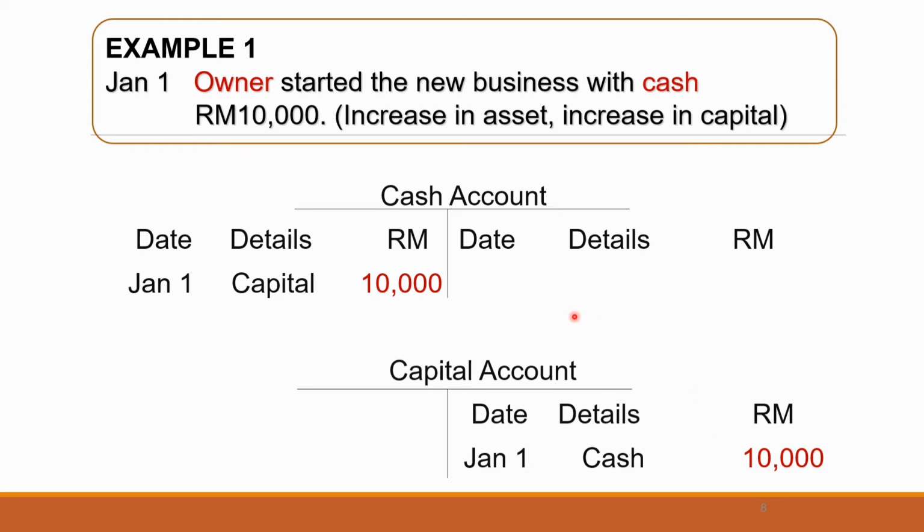So the amount for the debit side of the cash account and the amount for the credit side of the capital account is the same. So this one we call the double entry system. We must follow the rules of debit and credit provided just now.